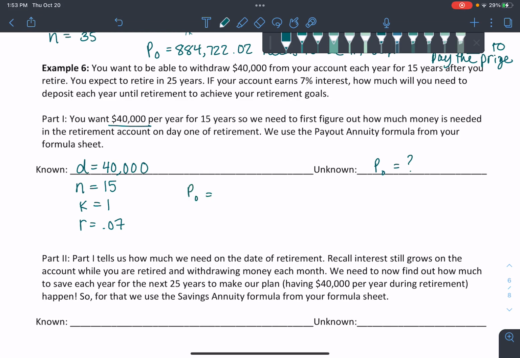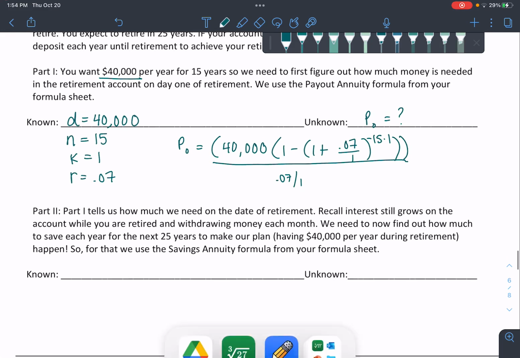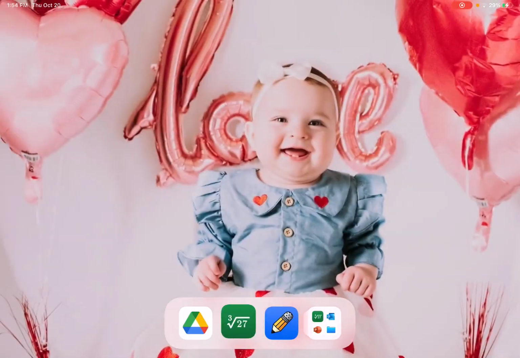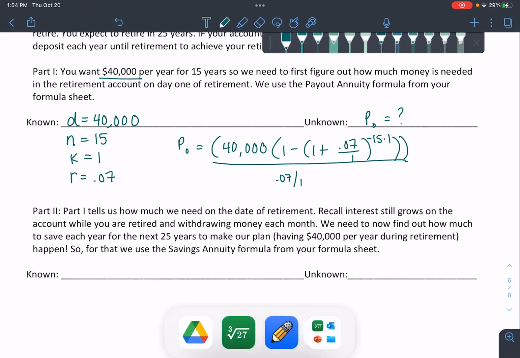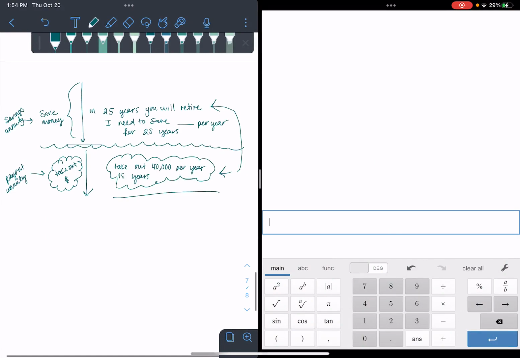So the initial amount is going to be 40,000, and you can look up at the payout formula if you need to look at it again. 40,000 times 1 minus 1 plus 0.07 over 1 raised to negative 15 times 1, close, close, all over 0.07 over 1. Okay, let's put that in the calculator and see what we get. This is how much needs to be in the account at the end. Sorry, I'm not a good side-by-side DJ here.